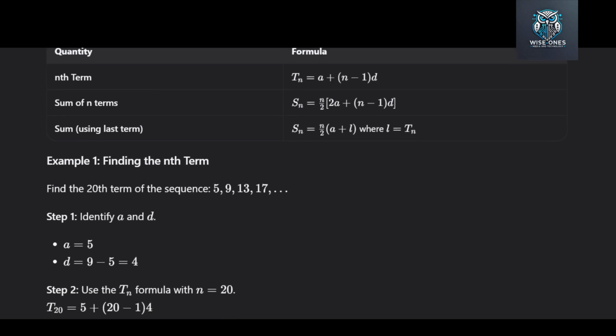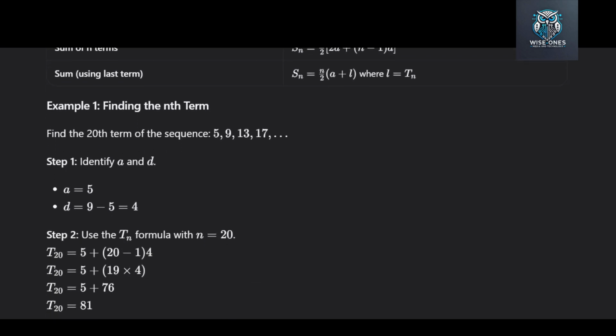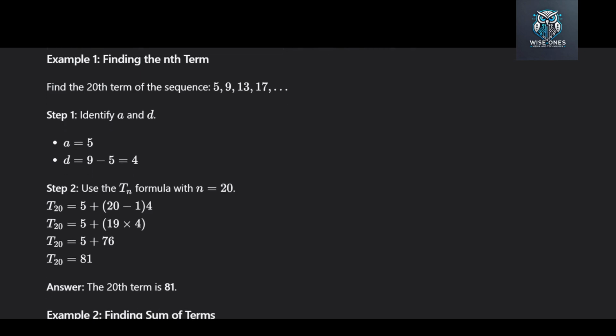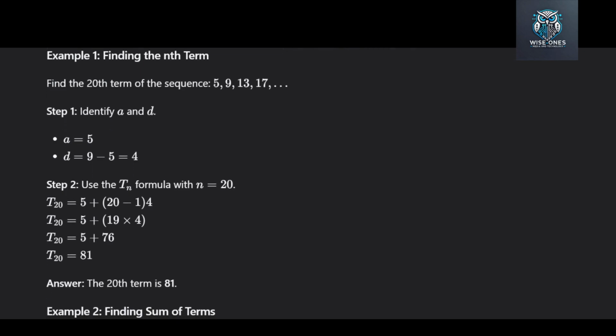Let us look at example 1, finding the nth term. The question is, find the 20th term of the sequence 5, 9, 13, 17, and so on. Step 1. Identify A and D. The first number is 5, so A equals 5. To find D, subtract the first from the second. 9 minus 5 equals 4, so D equals 4.